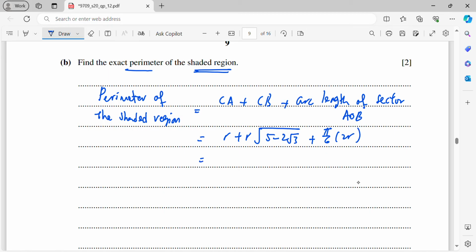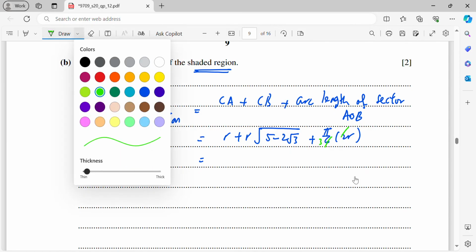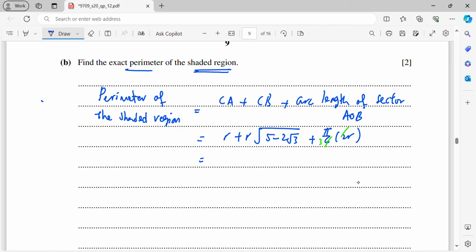That means now here, 2 and 6 can be simplified into over 3. So here I will get r plus r square root 5 minus 2 square root 3 plus pi over 3 r. So from here, if you want, you can just factorize the r, which is in common. So 1 plus square root of 5 minus 2 square root 3, then plus pi over 3. So that is the perimeter of the shaded region.